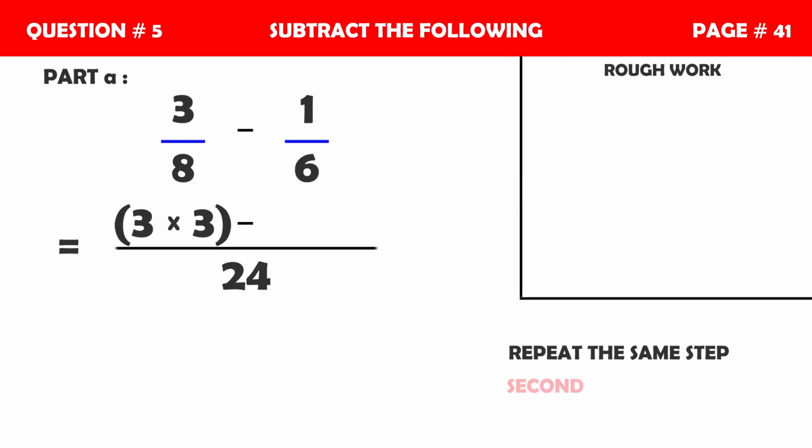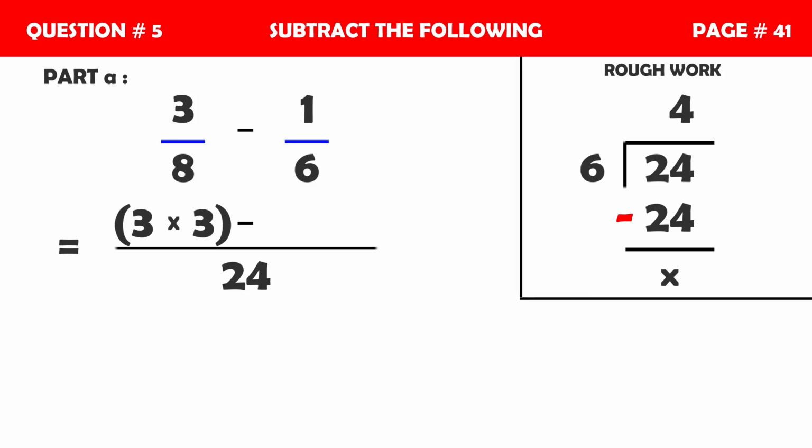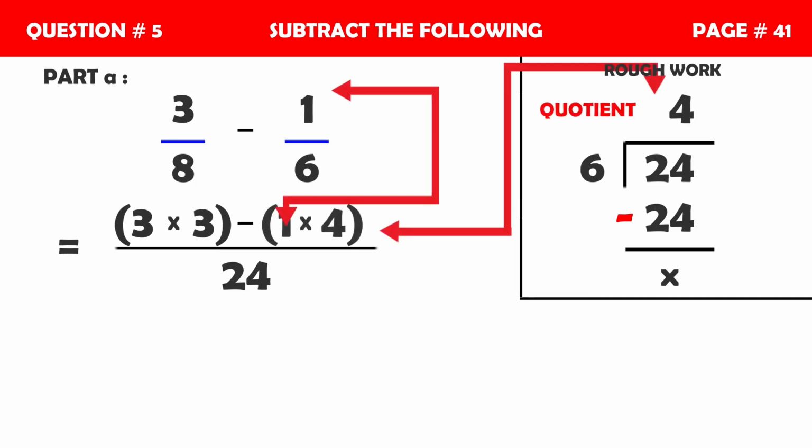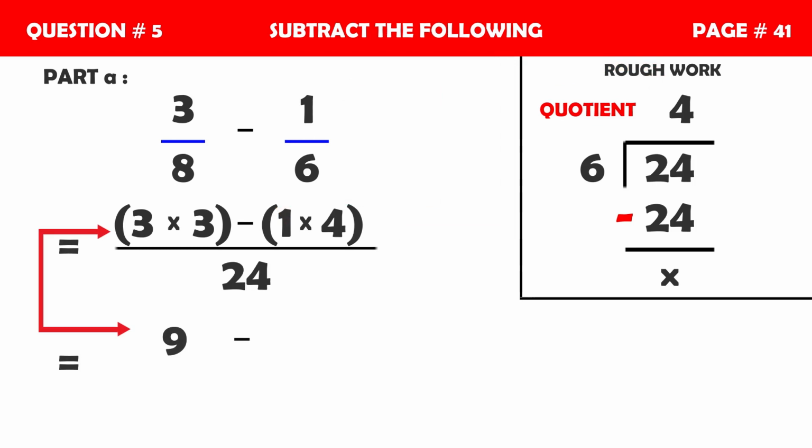Now do the same for the second fraction. We will find out what number multiplied by 6 gives 24. Yes, the number is 4. So now multiply it with the next numerator, that is 1, to get 4. So we did 3 times 3 equals 9 and 1 times 4 equals 4.